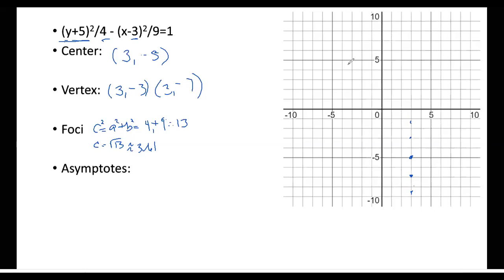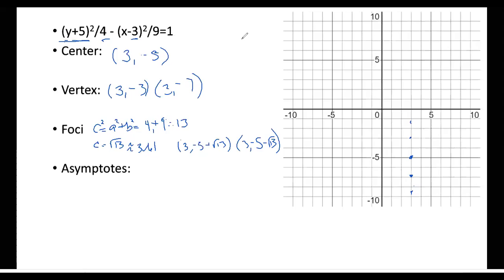And the coordinates of those points, we're just going to do our negative 5 plus or minus the square root of 13. So (3, negative 5 plus the square root of 13) and (3, negative 5 minus the square root of 13). Okay, so those are our foci.